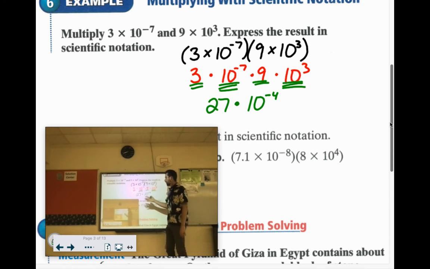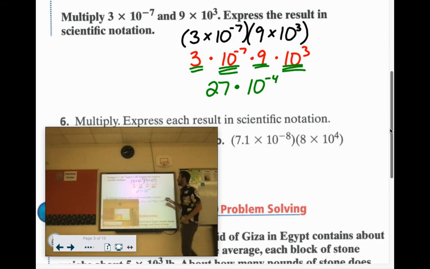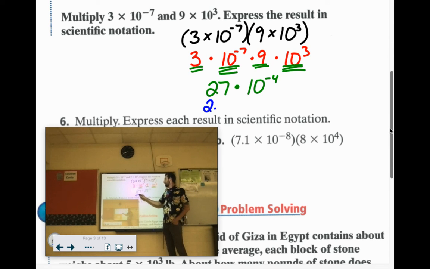Now is this in proper scientific notation? No. So that 27 is larger than 10. So we're going to make it 2.7. We had to make it smaller, so we need to make the exponent on the 10 larger. Larger than negative 4 would be negative 3.